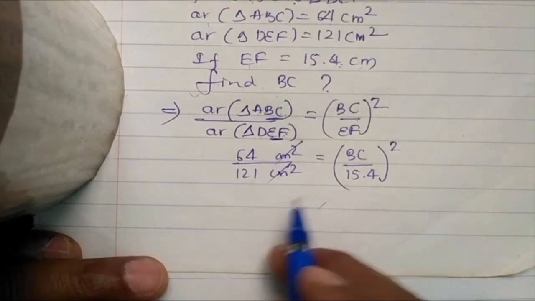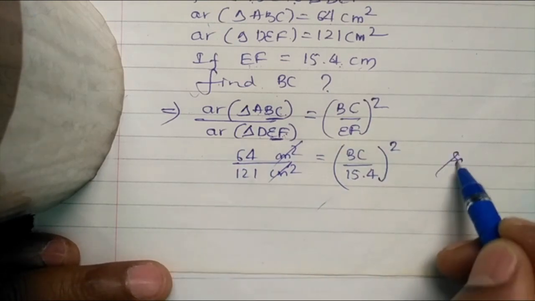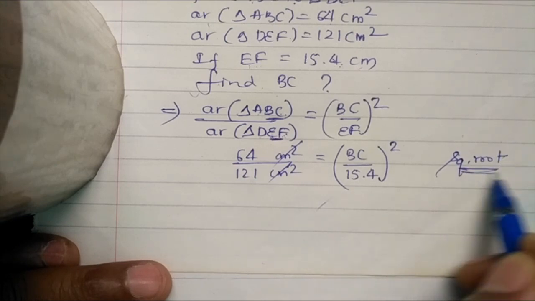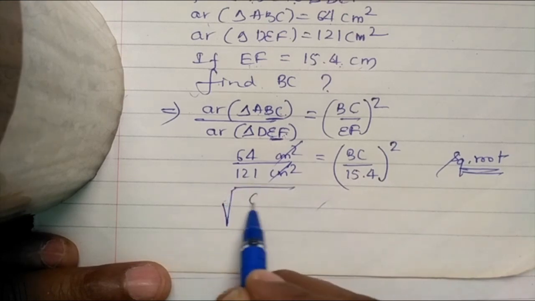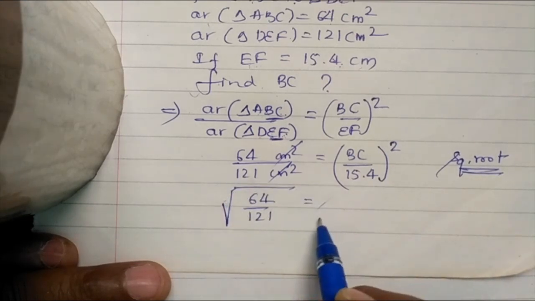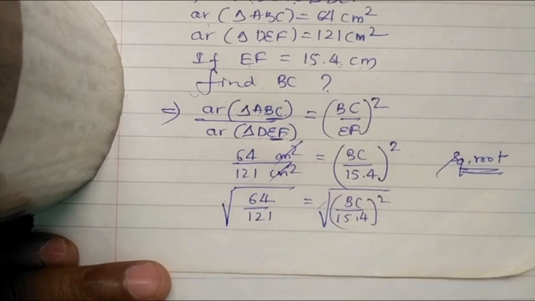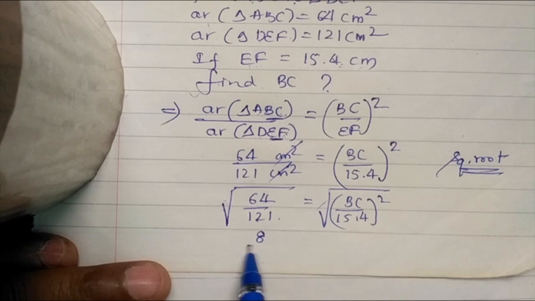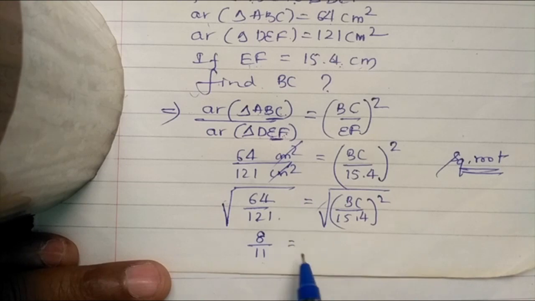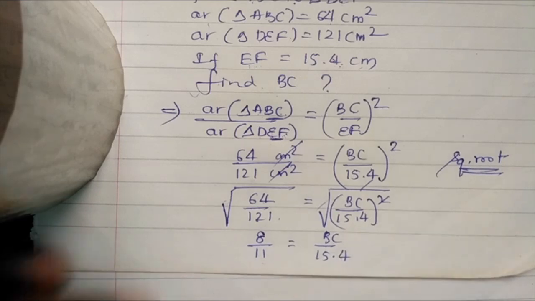Centimeter square cancelled. Then this side square is there. So to remove this square, we'll take square root on both the sides. Square root of 64 by 121 is equal to square root of BC by 15.4 whole square. Now square root of 64 is 8, square root of 121 is 11. You know that 8 into 8 is 64, 11 into 11 is 121. The square and square root both are cancelled. We will get BC by 15.4.